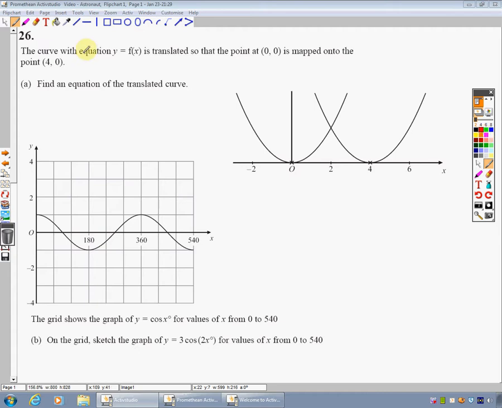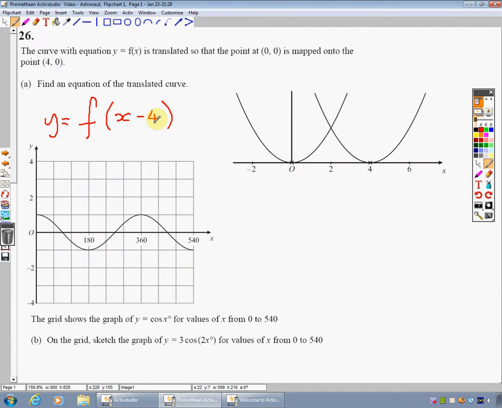The curve for the equation y equals f of x is translated, that means just moved along, so that (0, 0) is mapped onto the point (4, 0). It's just gone from (0, 0) along here. It's not been stretched, it's not been moved up or down, it's just been moved along the x direction. So something's happened inside of our bracket: y equals f of something. It's been moved along plus 4. Remember, inside of our bracket, if it's happening to x, we have to do the opposite of what we're expecting. So it's going to be x minus 4 inside of our bracket.